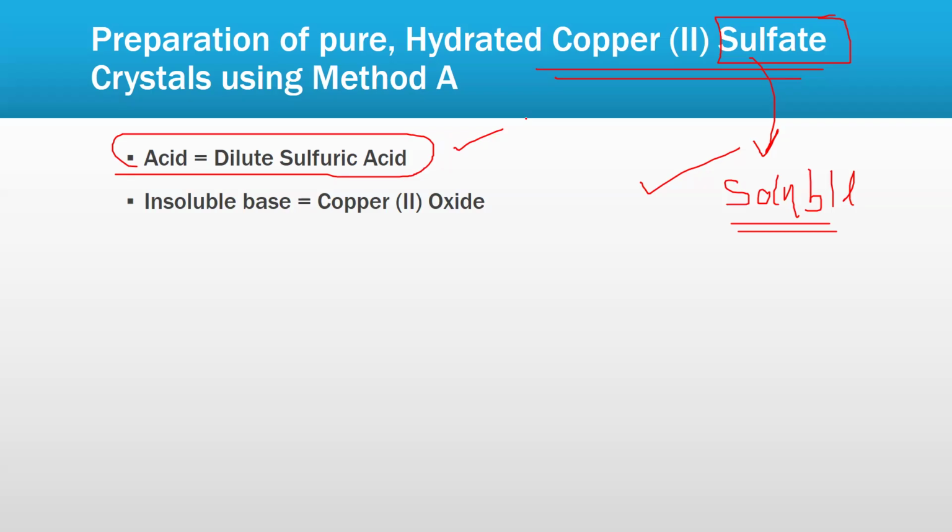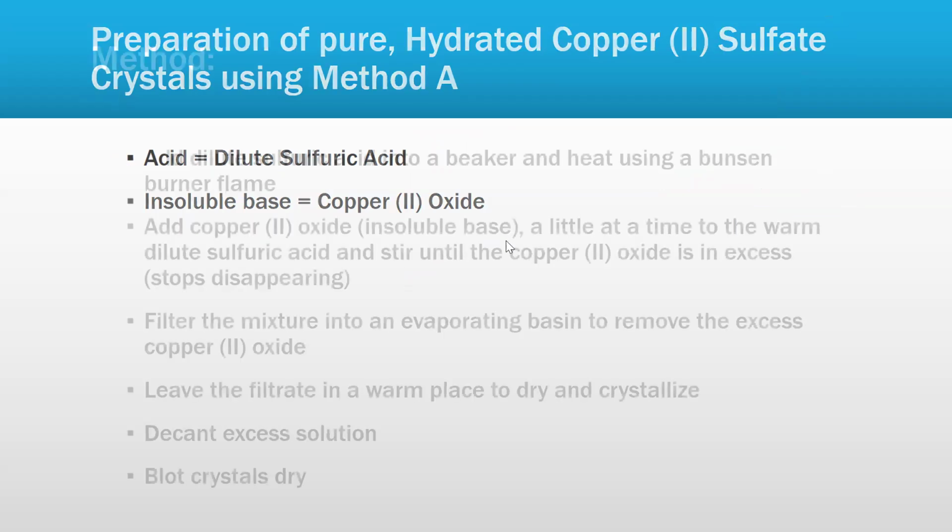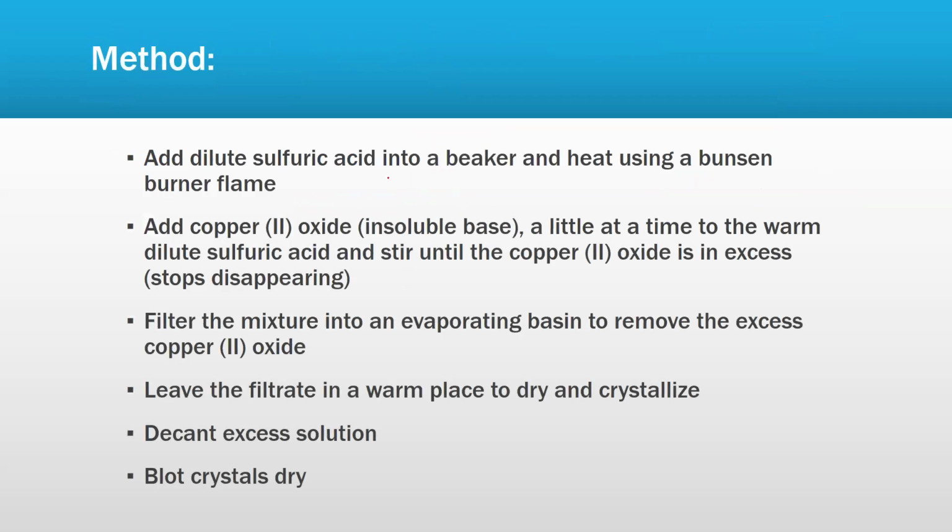To make copper 2 chloride, you would be needing what? Hydrochloric acid. For copper 2 sulfate, sulfuric acid. For copper 2 carbonate, carbonic acid. Got it? Yeah. And we also have to choose an insoluble base, so we choose copper 2 oxide. And the method was the same one.